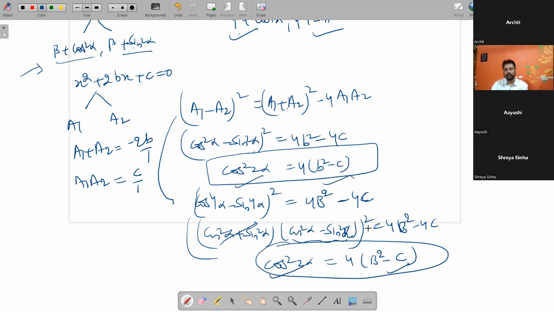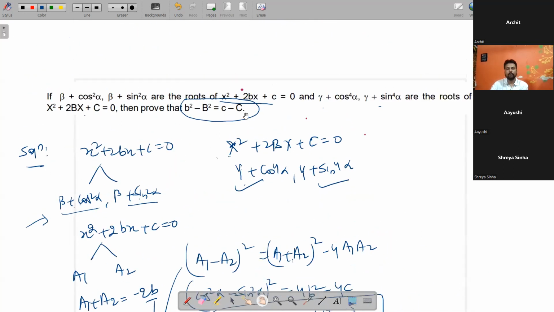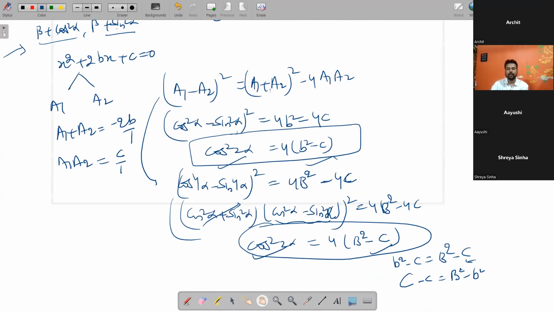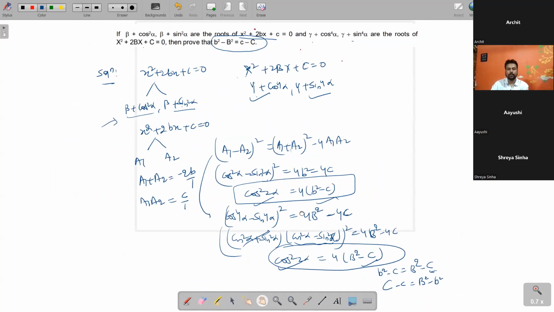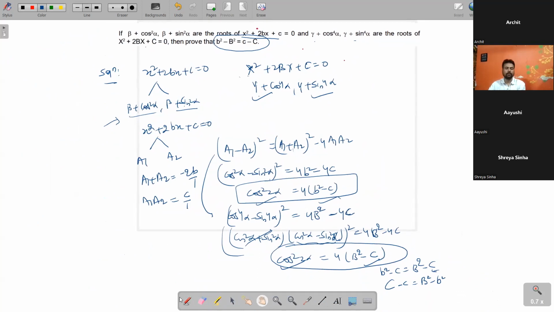So this must be equal to this. 4 is common, so b square minus c is equal to d square minus capital C. Bring this to this side: capital C minus small c equals d square minus b square. That's what you wanted to prove. Right? Understood? Yes, sir. Note it down.